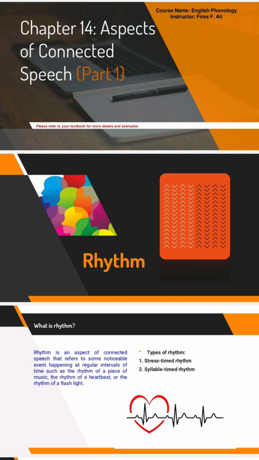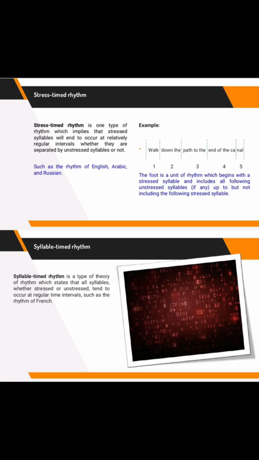Rhythm has two types: stress-timed rhythm and syllable-timed rhythm. Stress-timed rhythm is one type of rhythm which implies that stressed syllables will tend to occur at relatively regular intervals of time, whether they are separated by unstressed syllables or not, such as the rhythm of English, Arabic, and Russian. So timing in this kind of rhythm depends on the number of stressed syllables.